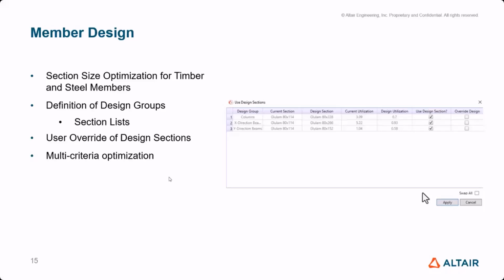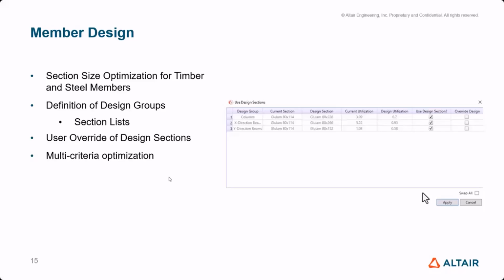But you can also now do a member design. This involves the definition of design groups and section lists, where you basically group different members together. Those members can be grouped together based on constructability, perhaps the ability to source different sections and so on. You don't want to have too many different cross sections in your model. So you define design groups that group members together. Maybe all of your columns in one part of the structure, you're going to assume have the same cross section.